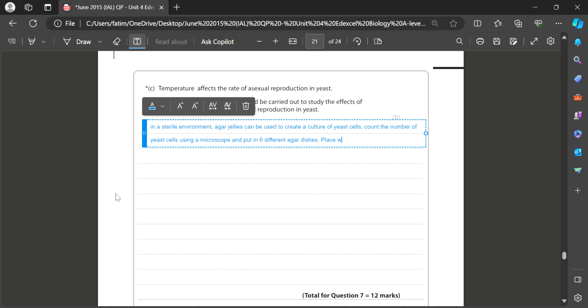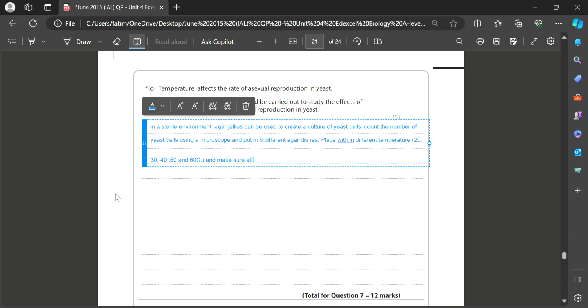Place them in different temperatures, and then I'm just going to put some temperatures in: 20, 30, 40, 50, and 60 degrees Celsius. How do you make a degree Celsius? I don't know. So I'm just going to do this. Let's see. 50 to 60 degrees Celsius. Then we're going to make sure all other variables are constant. But now we're going to have to talk about what other variables there are.